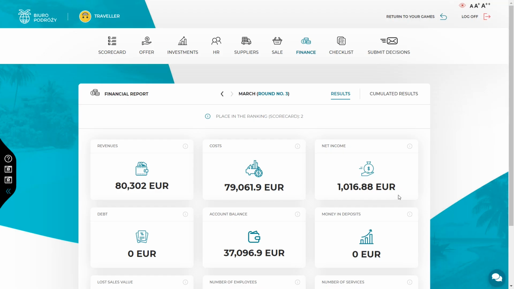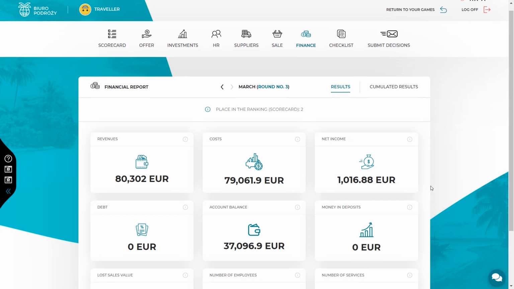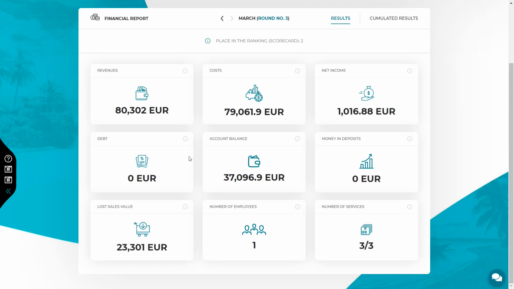In addition, if you have taken a credit or if an emergency loan has been automatically launched, there will be a note about the debt here as well. On the next tiles, you can check your current account balance and possible funds you have on deposits. A very important tile is the one presenting the value of lost sales. If there is any amount here, you absolutely need to find out what is the reason for the lost sales. More about this later in the video.